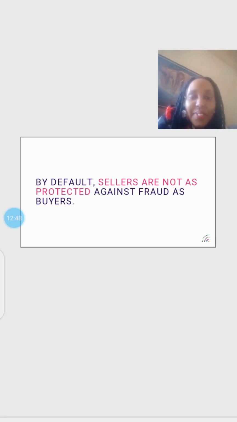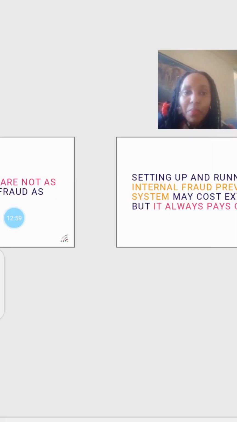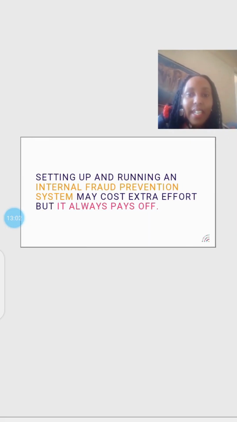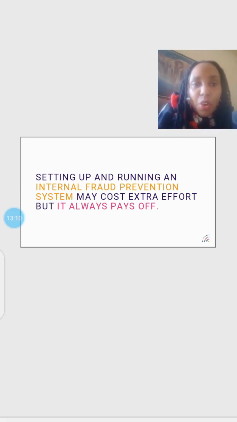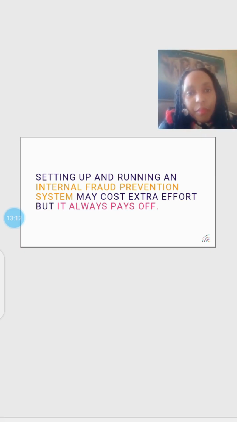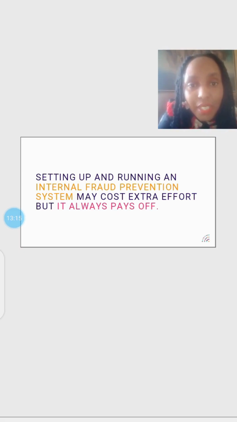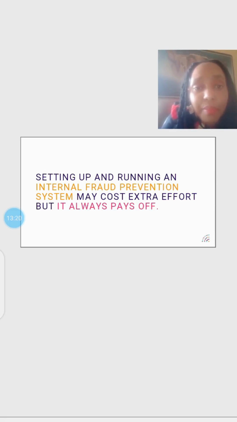Okay, so by default, sellers are not as protected against fraud as buyers. That's default. So at least the buyer is protected, but the sellers, mostly they're not. Setting up and running an internal fraud prevention system may cost extra effort, but it will always pay off. Remember, if someone is defrauded in your online shop, there is no trust. So they may never buy from you. They can even flag you. You can even start trending, yet it was not your fault.